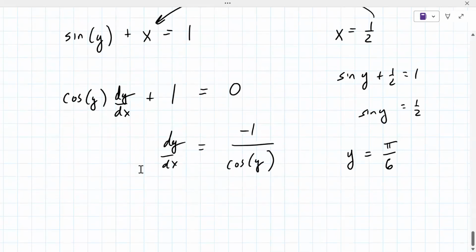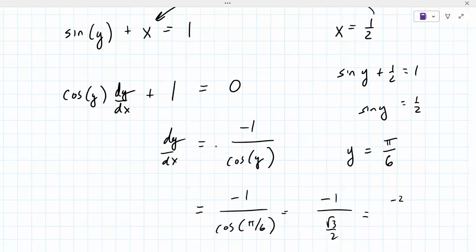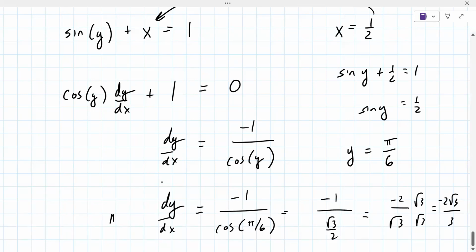So now you need -1 over cosine pi over 6. Do you remember that? It should be square root of 3 over 2, I think. Yes. So it's -1 over square root of 3 over 2, which becomes -2 over the square root of 3. Then you have to rationalize. This is all review. That is your slope. You're doing all that because that is your slope.